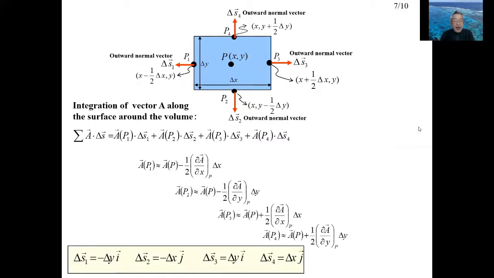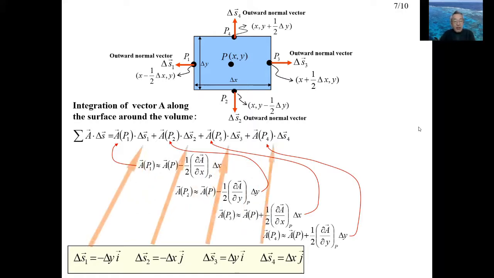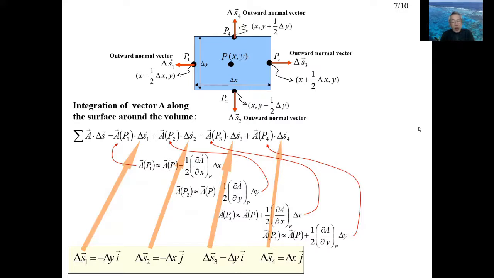As in the last slide, delta S1, delta S2, delta S3, delta S4 are given in the yellow frame on this slide. Let's substitute the expressions of AP1, AP2, AP3, AP4 into the above equation. The expressions of delta S1, delta S2, delta S3, delta S4 in the yellow frame are also substituted into the same equation. The result of the substitution is shown on the next slide.